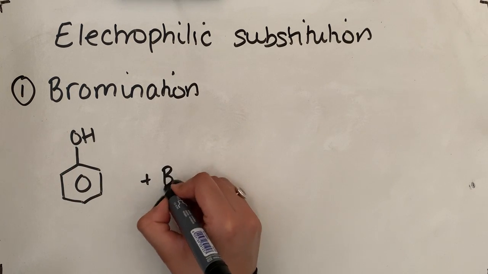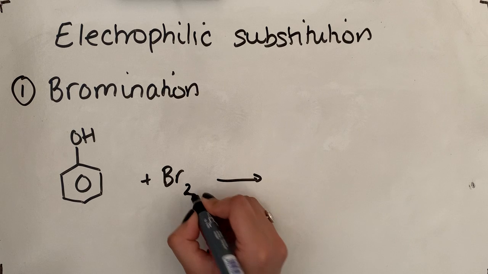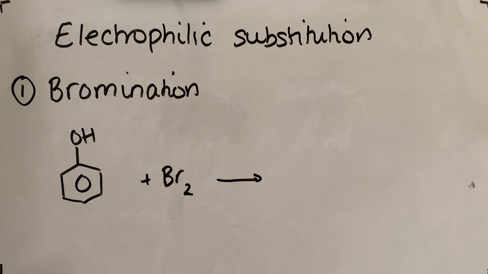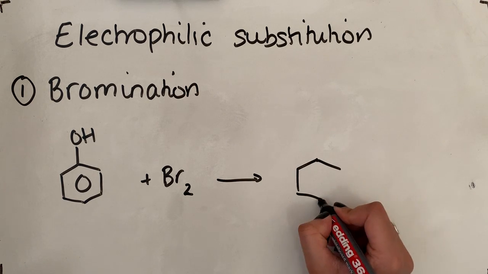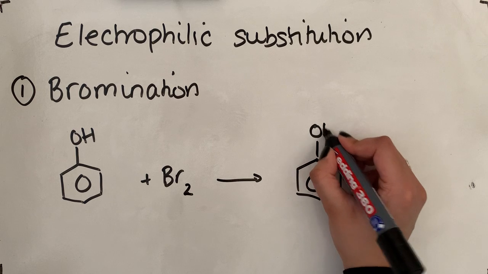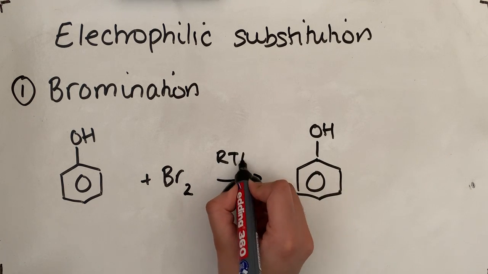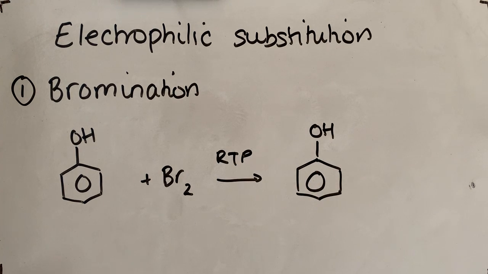And if we react that with bromine, when we're doing the reaction of benzene with bromine, we had to have a halogen carrier to act as a catalyst. Whereas in this reaction, we don't actually need a halogen carrier. Okay, and that is because phenol is more reactive than benzene. We'll learn in another video why that is the case. But the substitution will occur at room temperature and pressure without any catalyst or any halogen carrier present.